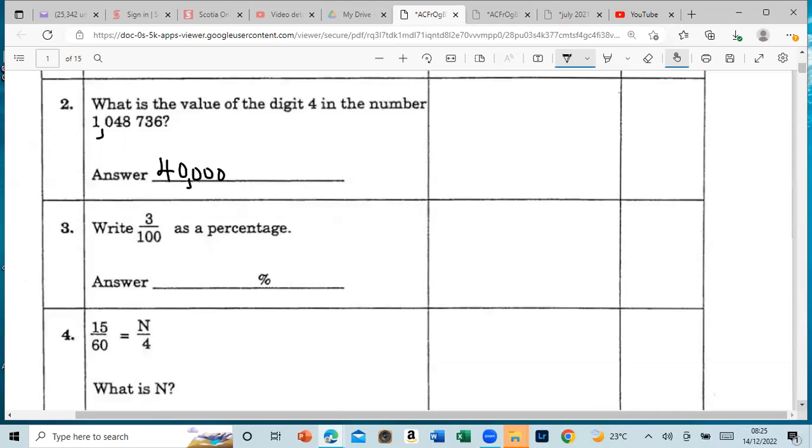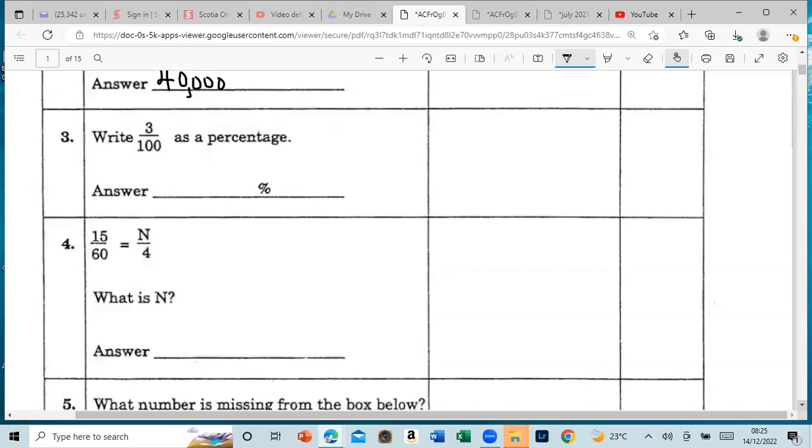Number 3 says, write 3 over 100 as a percent. Now, percent means out of 100, so 3 times. Put it on 100 first, and then times by 100. So that is going to give us 3. As a percent, that would be 3%.